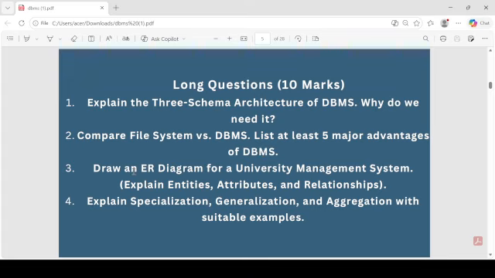And the third question will be: draw an ER diagram for a university management system, like explain entity, attribute and relationship. We have to explain all of these. And the fourth question will be specialization, generalization and aggregation with suitable example. So let's understand these questions.